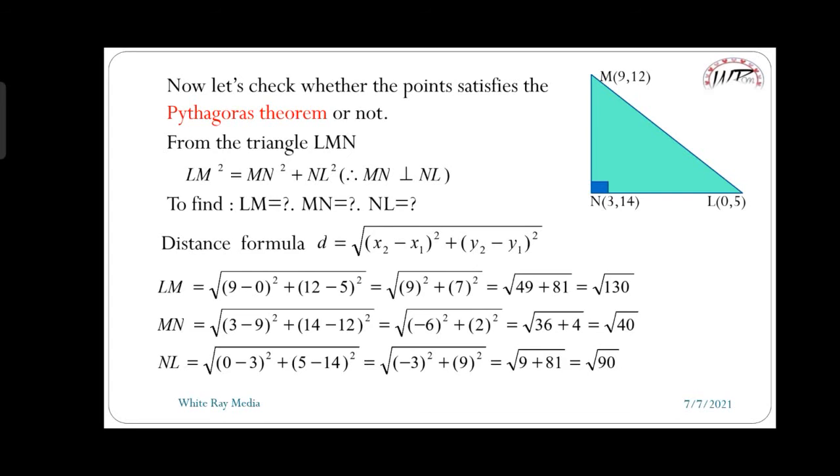LM is equal to square root of 130, MN is equal to square root of 40, NL is equal to square root of 90. We have applied all the x and y values in the three calculations.